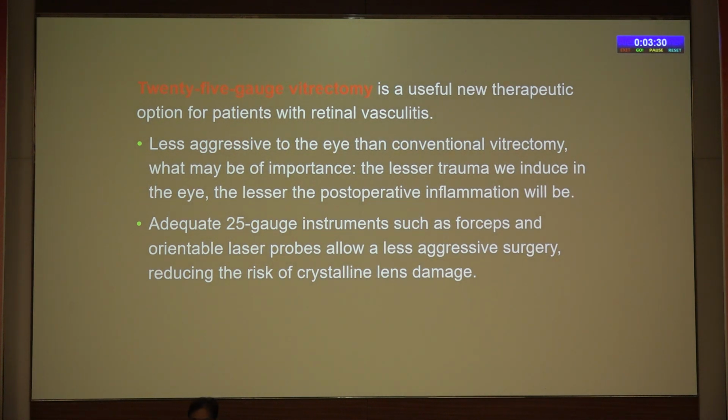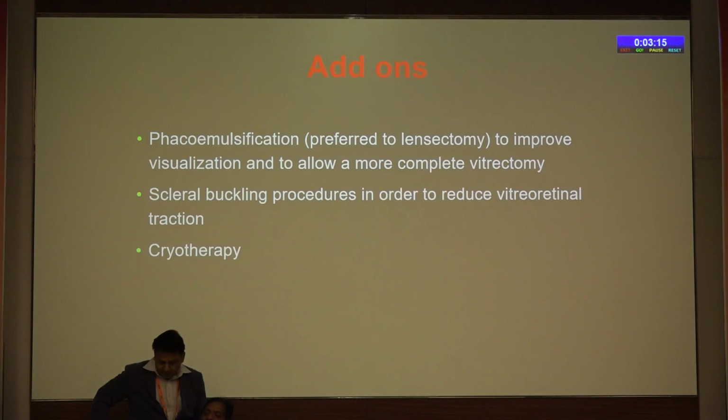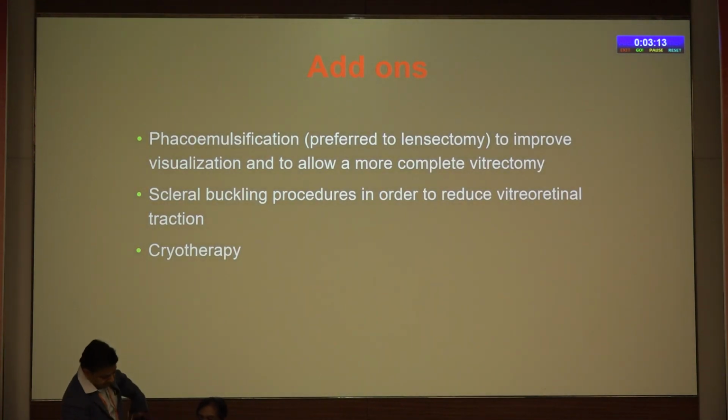25-gauge vitrectomy is a useful technique, less aggressive to the eye than conventional vitrectomy. What may be of importance: adequate 25-gauge instruments such as forceps and orientable laser probes allow a less aggressive surgery, and there is less risk of lens damage. Phacoemulsification, scleral buckling procedures, and cryotherapy can be taken along when we do surgeries for vasculitis.